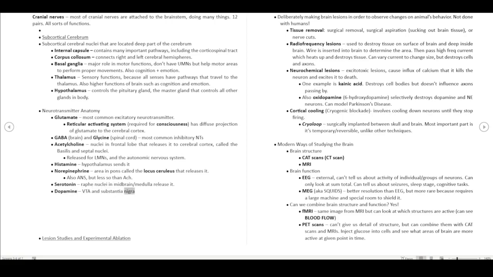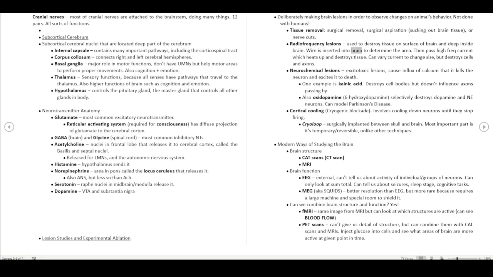Lesion studies and experimental ablation: deliberately making brain lesions in order to observe changes in animals' behavior. Not done with humans. Tissue removal, surgical aspiration, sucking out brain tissue, or nerve cuts. Radiofrequency lesions, used to destroy tissue on the surface of the brain and deep inside the brain.